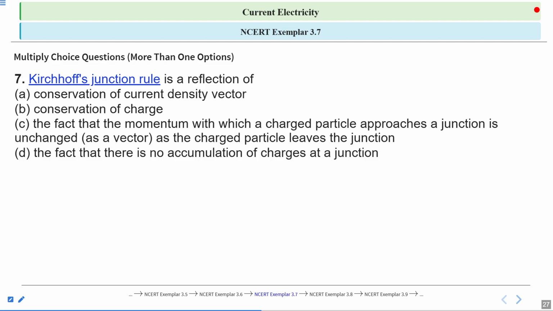Okay, so momentum before reaching the junction should be equal to momentum after crossing the junction. This is the C option. And D option is the fact that there is no accumulation of charges at junction. So I will give you some time to think about it.